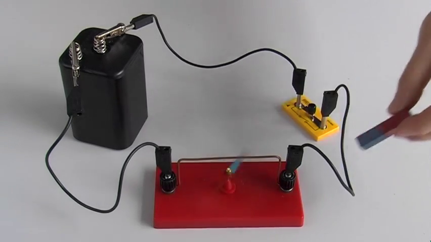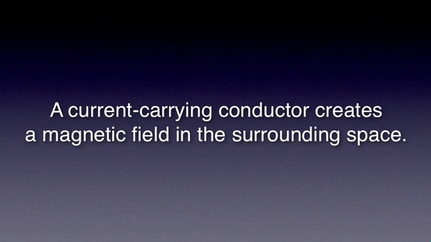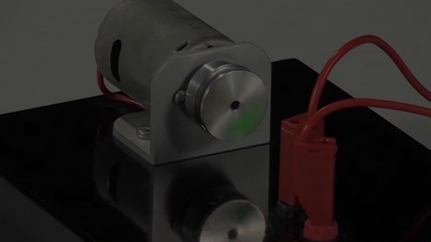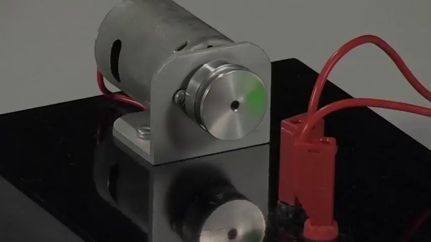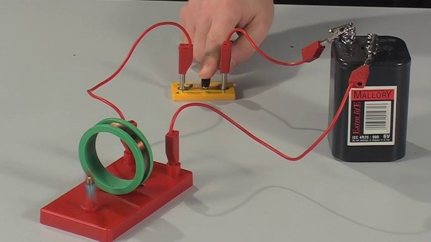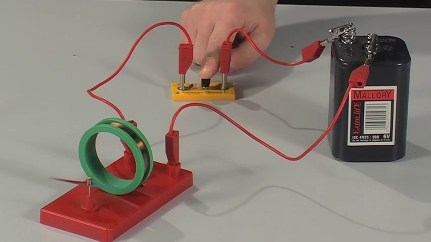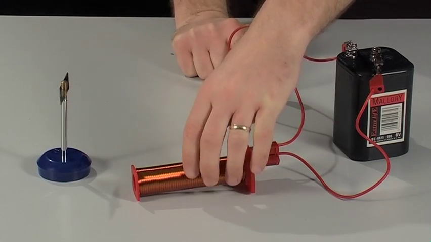We can conclude that any conductor through which an electric current has been established creates a magnetic field in the surrounding area. We call this the magnetic effect of an electric current. There are many practical applications of this discovery. Electric motors are one example. We can increase the strength of the interaction between the circuit and the magnetic compass by using a coil or a solenoid instead of a straight wire.